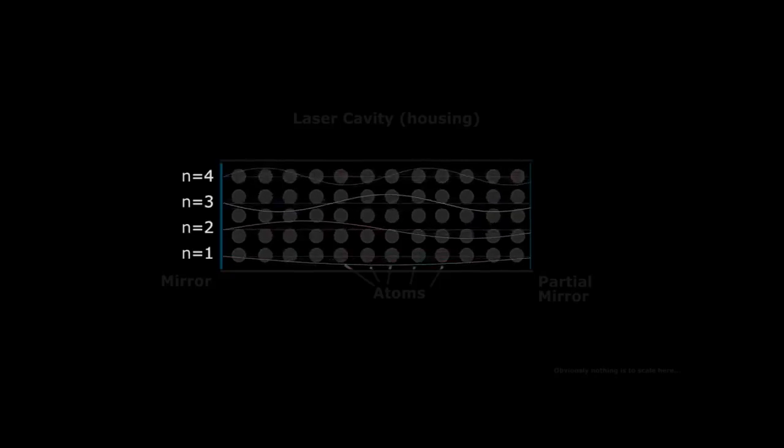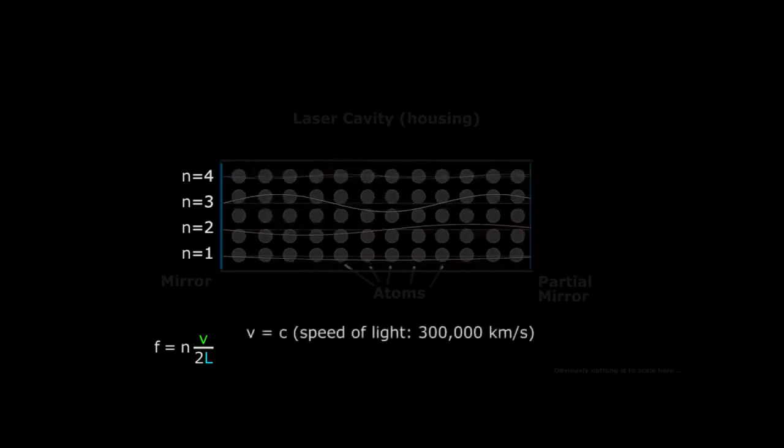Sure there is. The left part is the frequency that exists in the cavity, n is the mode, which is always an integer, v is the velocity of the wave, and L is the distance between the 2 sides of the cavity. The velocity in our equation is the speed of light, c, which is 300,000 kilometers per second. The L is just the distance between the mirrors.